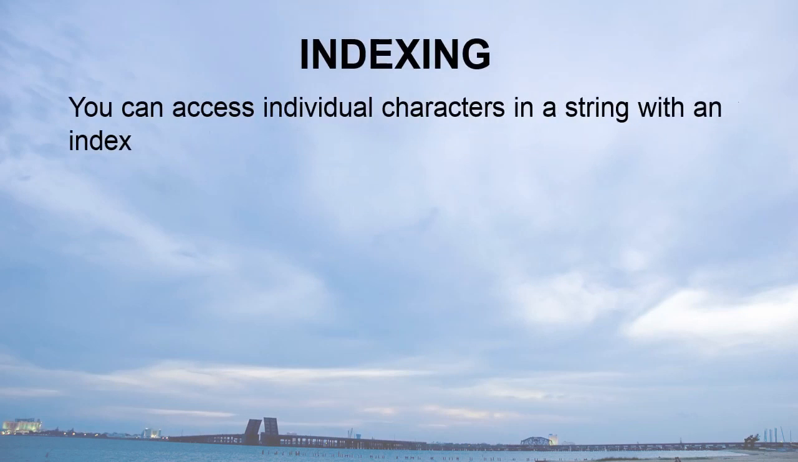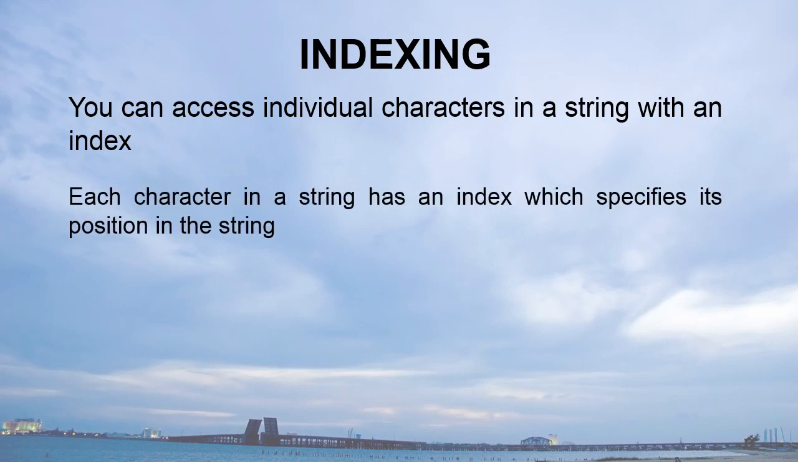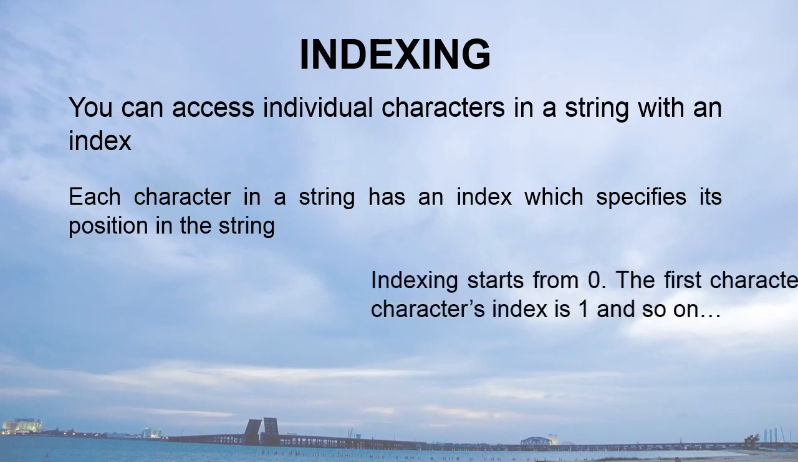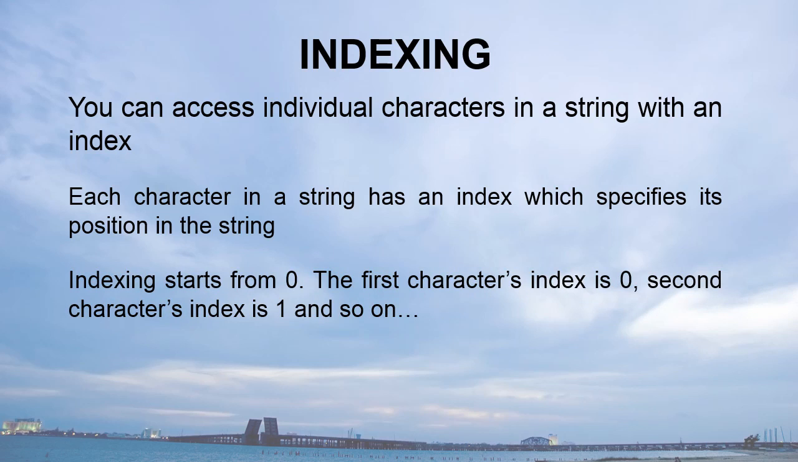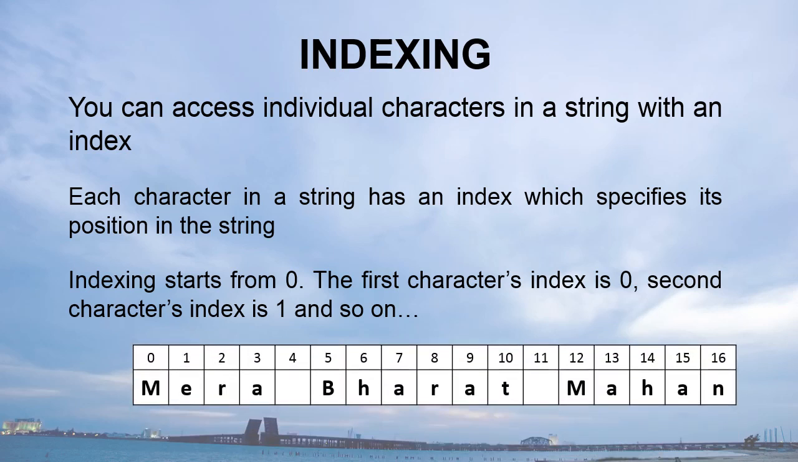Indexing. You can access individual characters in a string with an index. Each character in a string has an index which specifies its position in the string. Indexing starts from 0. The first character's index is 0, second character's index is 1, and so on. You can see in this example, the string is Mera Bharat Mahan. So first character's index is 0, second character's index is 1, third character's index is 2, and so on. The last character's index is 16.